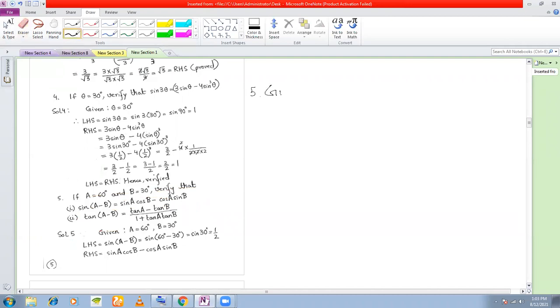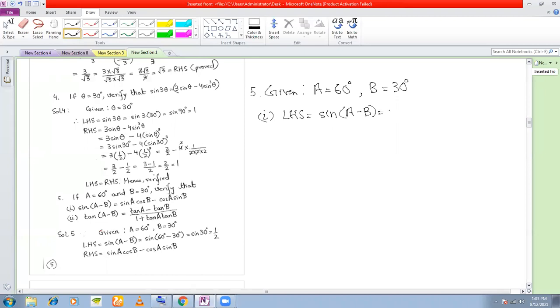So given here, A is equal to 60 degree and B is equal to 30 degree. Verify that sine A minus B is equal to sine A cos B minus cos A sine B. Okay, so the first one, left hand side is sine A minus B.